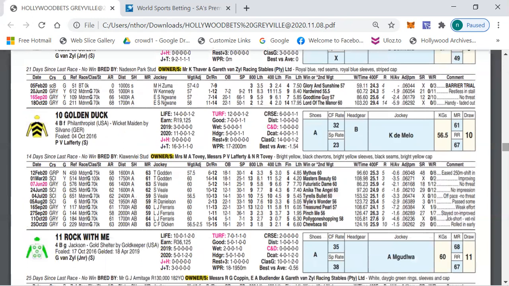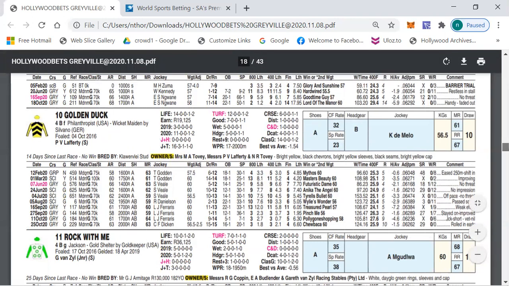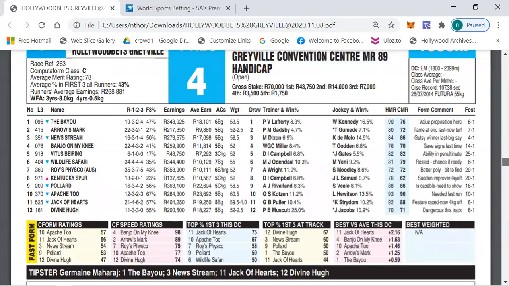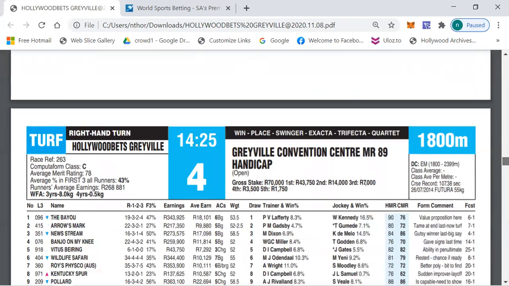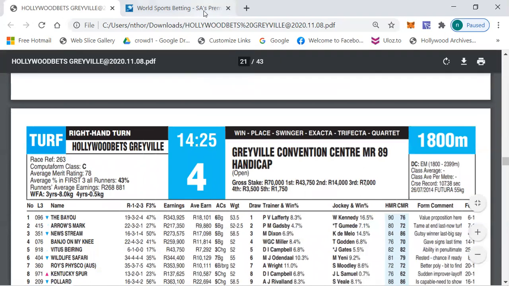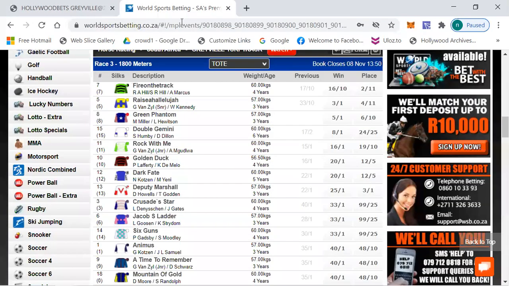Number 10, Golden Duck, is a Paul Haverty inmate, filly. She's always been there or thereabouts. Sometimes ran good races, sometimes ran bad races, but I see that it's getting more consistent now. So maybe Golden Duck, a nice inclusion in the back end of your quartets. Now, let's move on to race number 4, which is a merit rating 89 handicap class C, average merit rating 78. Let's have a look at the betting.